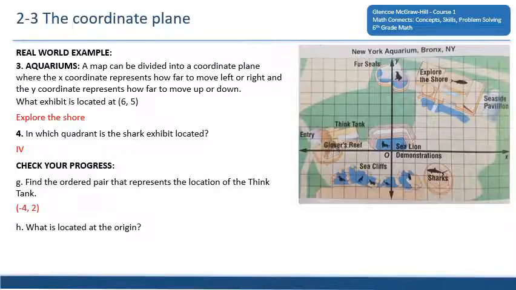What is located at the origin? So remember, the origin is 0, 0. That's if we don't go left or right on the x, and we don't go up or down on the y. And that would be the sea lion demonstration, right there.